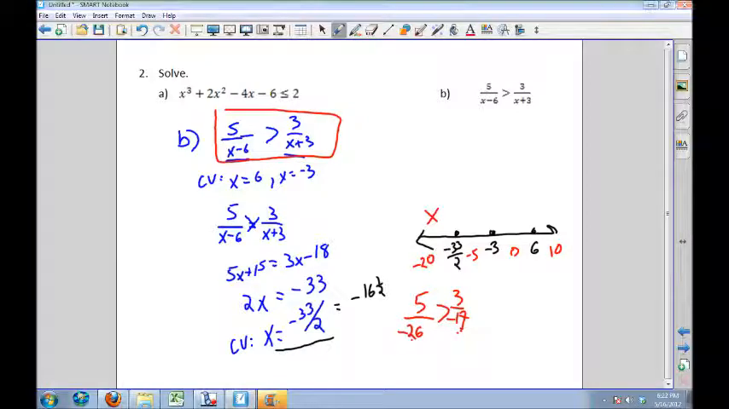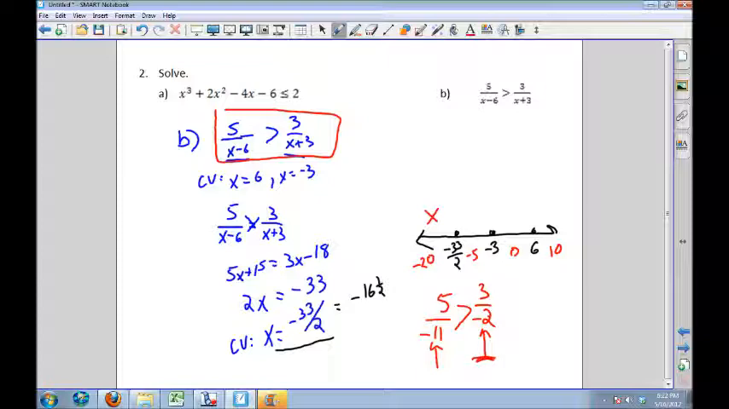When I move on to my next test point, negative 5, I end up with 5 over negative 11 is greater than 3 over negative 2. If you notice, 5 over negative 11 is less than 1. 3 over 2 is greater than 1. And since these are negative numbers, this number is more negative, which makes it smaller than this one. So this interval will also work. Again, if you're not comfortable with working with fractions, you can always type these into the calculator and check yourself that way.